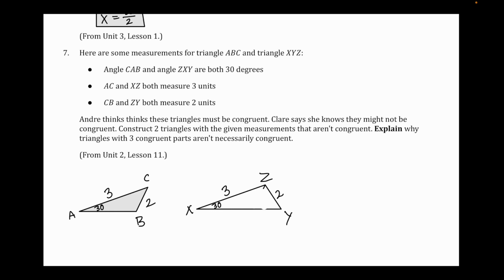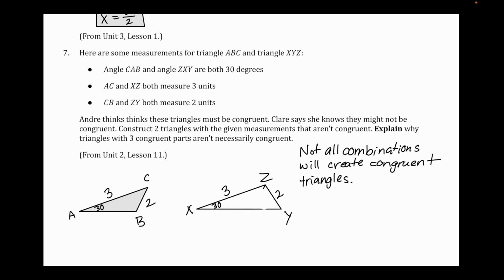So how can we say that these aren't congruent? We have to explain why. Well, you can say not all combinations of 3 parts will have those pieces congruent. So not all combinations will create congruent triangles.